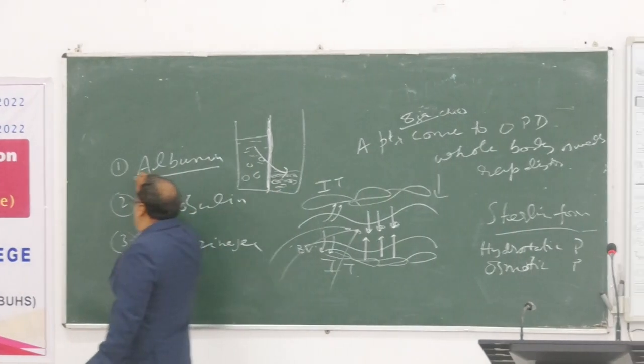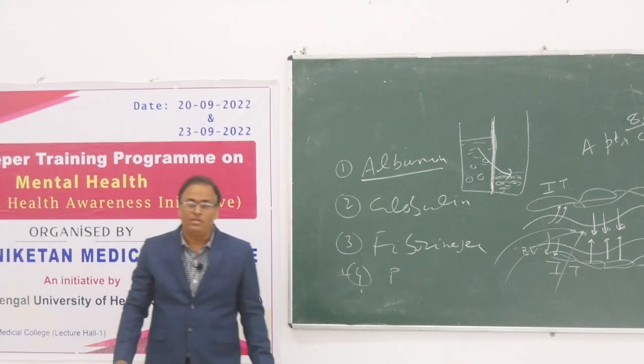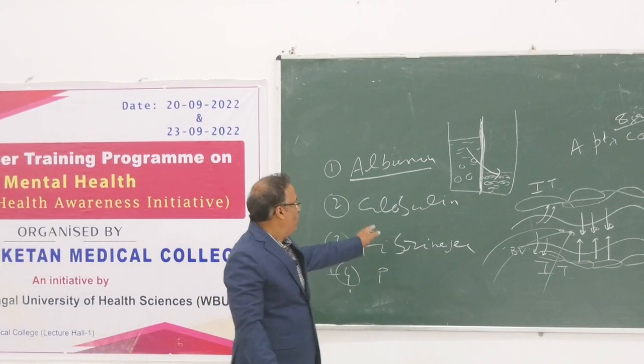Now albumin is released from, or synthesized from, the liver. Where does globulin come from?